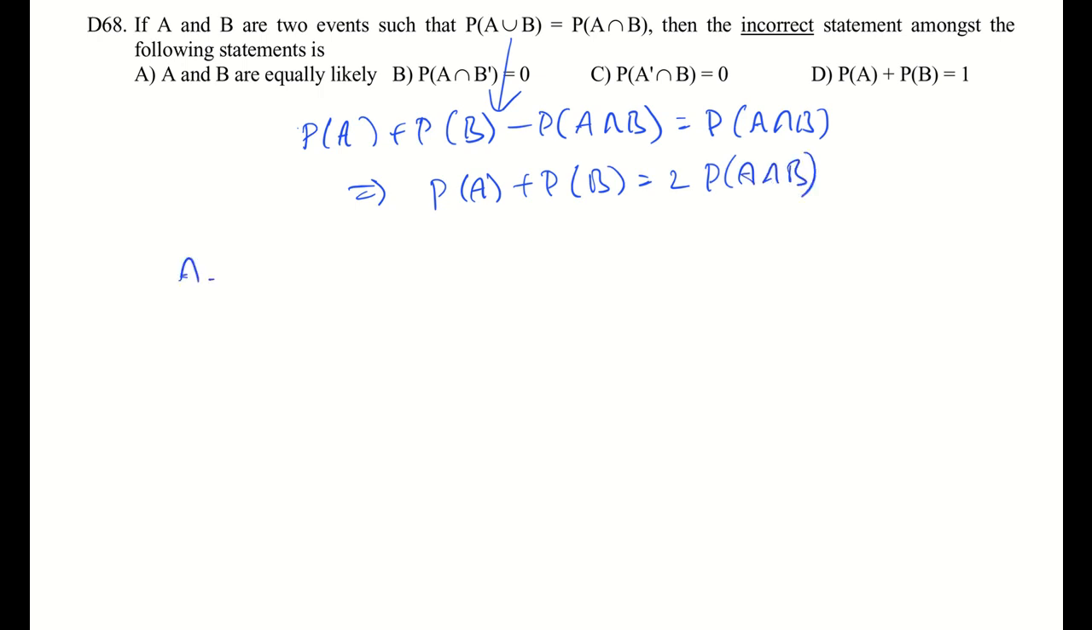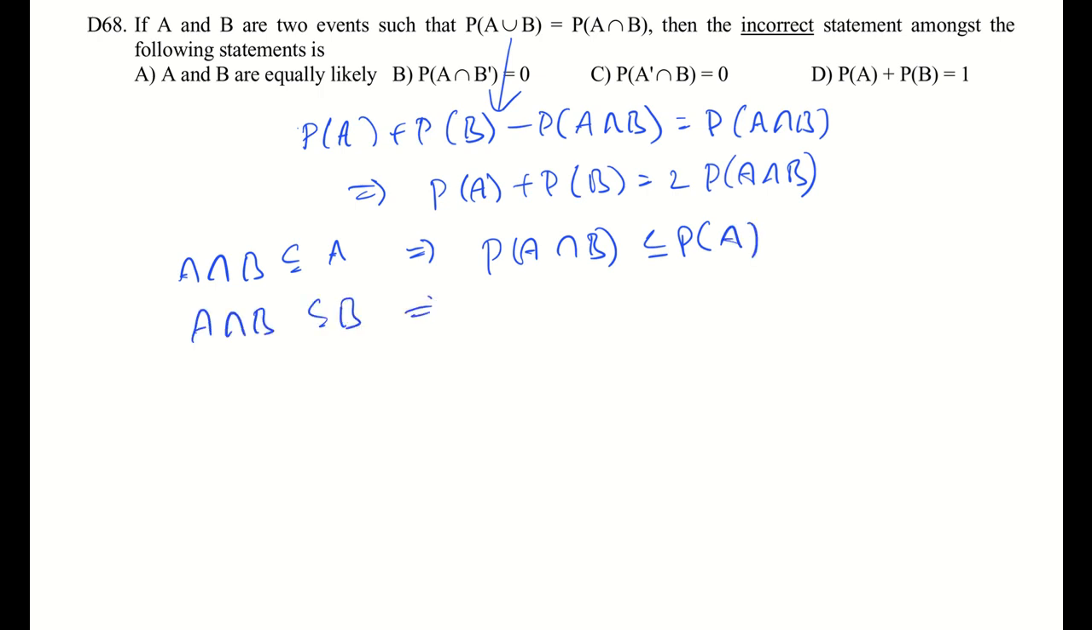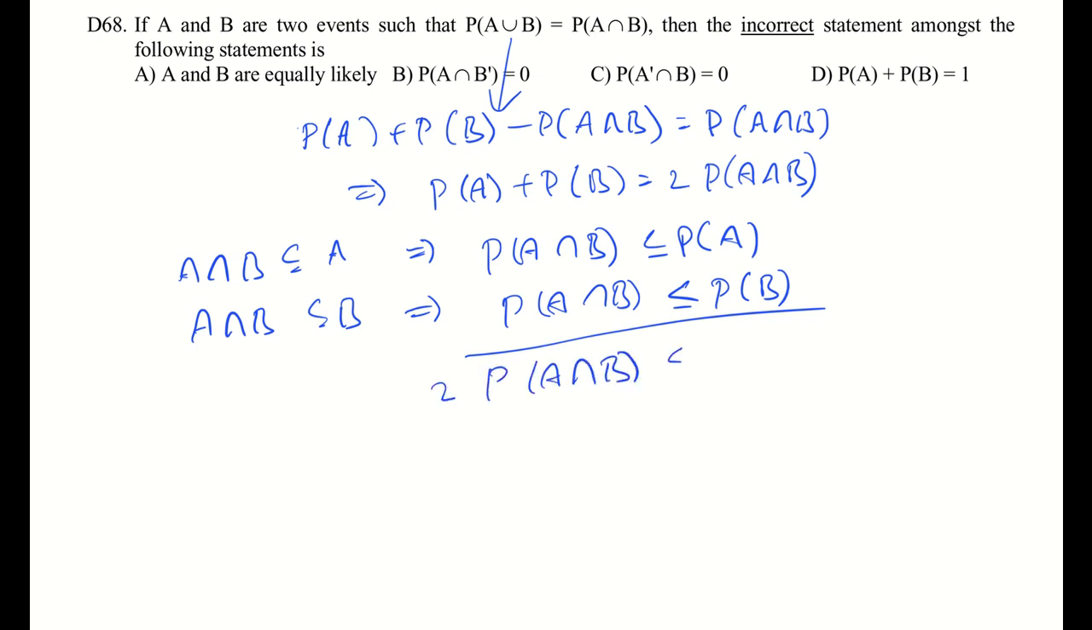Now we know that A intersection B is a subset of A, and so P of A intersection B is less than or equal to P of A, and A intersection B being a subset of B, I have P of A intersection B is less than or equal to P of B. Therefore, adding, I have 2 times P of A intersection B is less than or equal to P of A plus P of B. But he gave these two are equal.